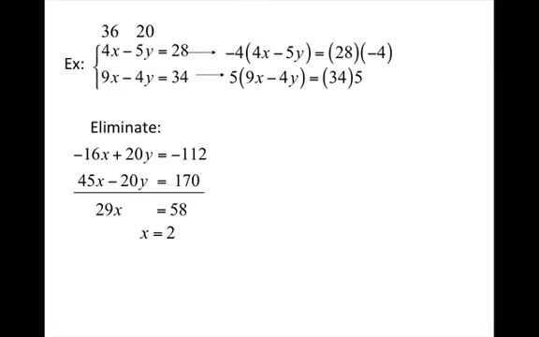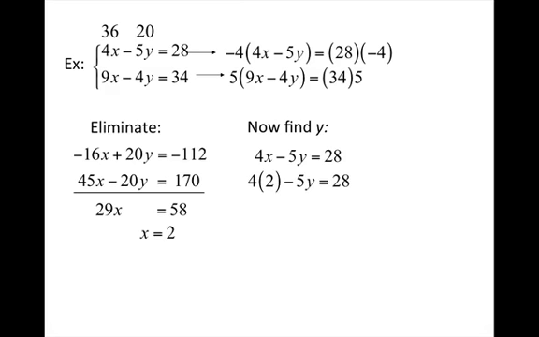Now I want to take that 2 and plug it back into any equation. I could go back to the original equations with the fractions, or I could go back to these equations where I eliminated the fractions, and that's what I'm going to do. So to find y, I'm going to use the 4x minus 5y equals 28. You don't always have to go back to the original. I usually go back to the original unless the original equations have fractions.